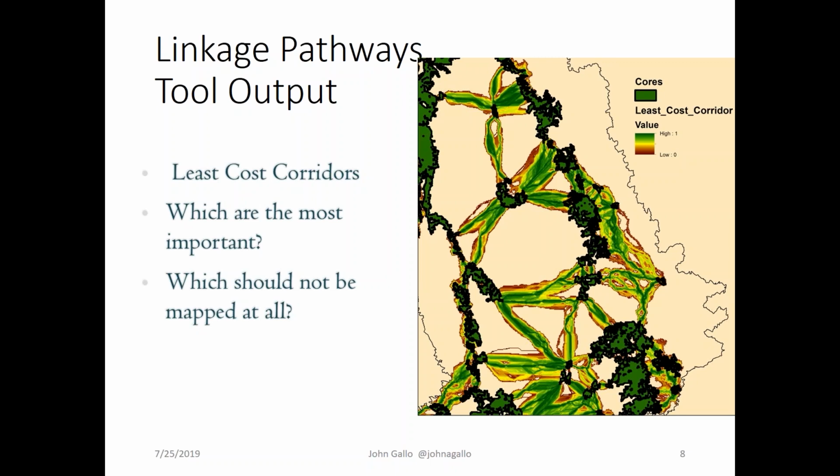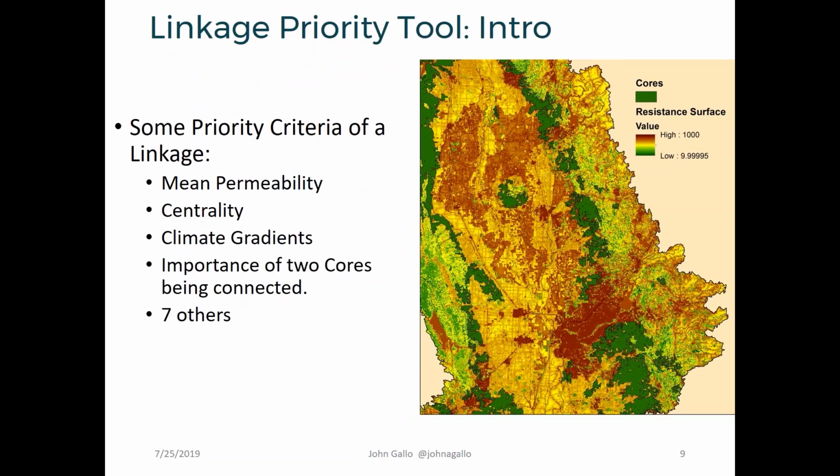But then the question becomes, so this is where the state of the science was about 9 years ago. Then the question becomes, well, which of these linkages are most important and which should not be mapped at all? And the linkage priority tool, which is a fairly new addition to the linkage mapper tool set, helps with that.